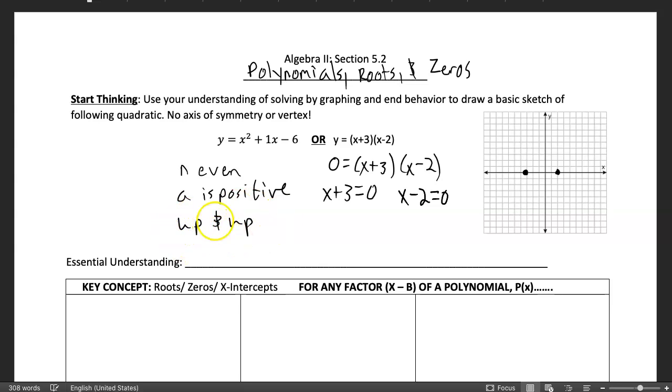Additionally, we know to the far left and right, these values continue going up. So now all we have to do is say, well, what does a parabola do in the middle of this area? Well, it's going to curve down and then reach back up. And this is our basic graph of this equation. So what's the essential understanding here? It's that these factors that we have, x plus 3 and x minus 2, are the same thing as the x-intercepts.